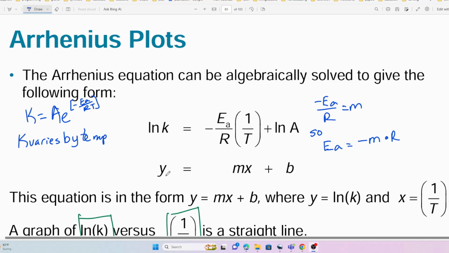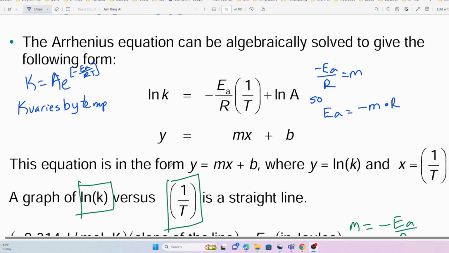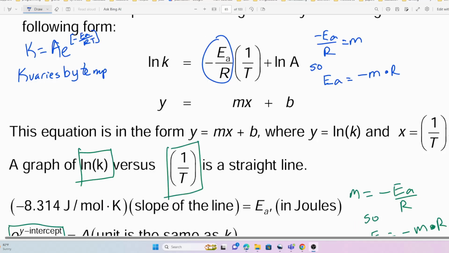So what we get is an equation that takes the form of a line, y equals mx plus b, where negative EA over R is our slope. So negative EA over R is equal to m. And so we can say that EA, our activation energy, is equal to negative m times R. So we can get the activation energy from the slope of the line.